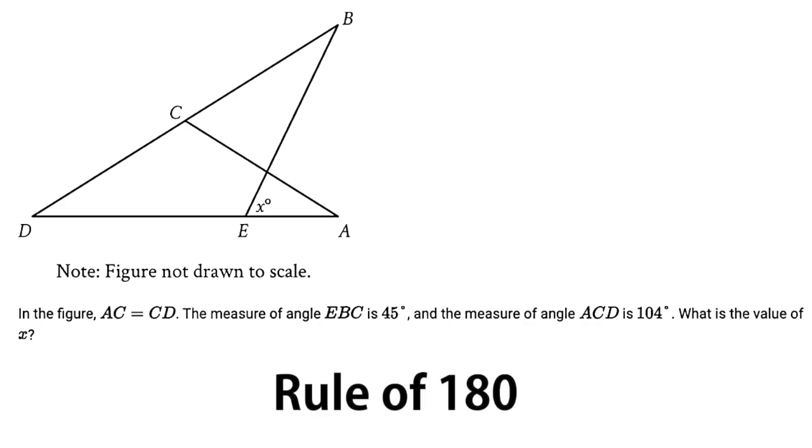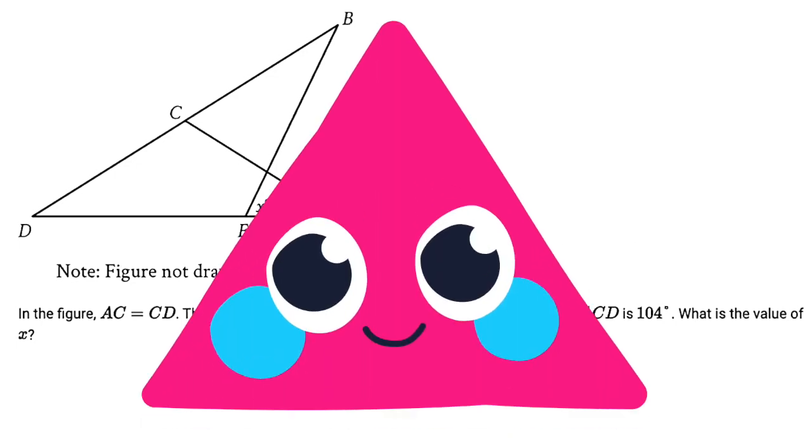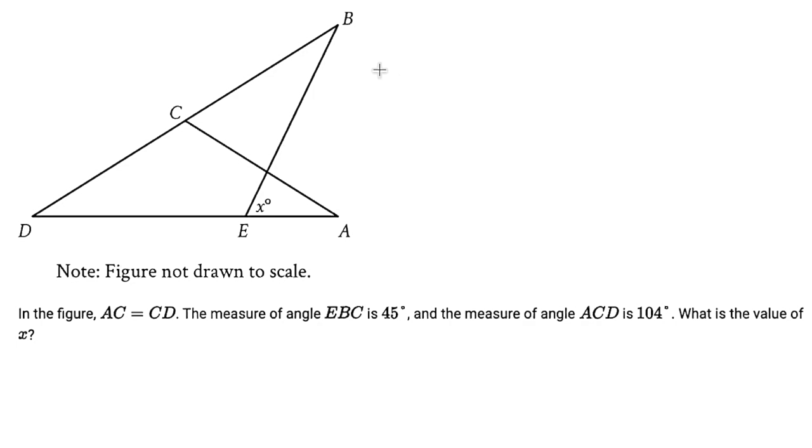And the rule of 180 is more than just one rule in a way, because we can think of the rule of 180 as 180 degrees in a triangle, which is what it is in this case, but also 180 degrees in a straight line, which it also ends up being. Along with that, we've got a little bonus, which is isosceles triangles that will come into play for this one. So let's take a look here.